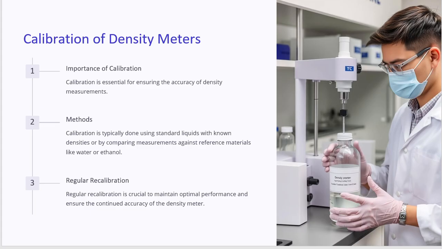Calibration is essential for ensuring the accuracy of density measurement. While talking about the method, calibration is typically done using a standard liquid with known density or by comparing measurements against reference material like water or ethanol. Regular recalibration is crucial to maintain optimal performance and ensure the continued accuracy of the density meter.